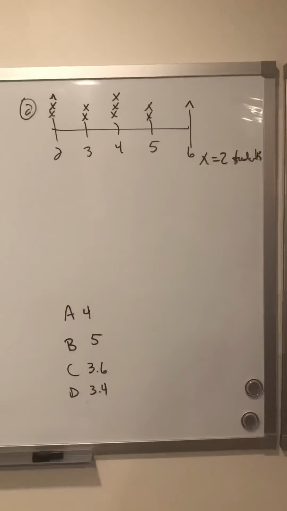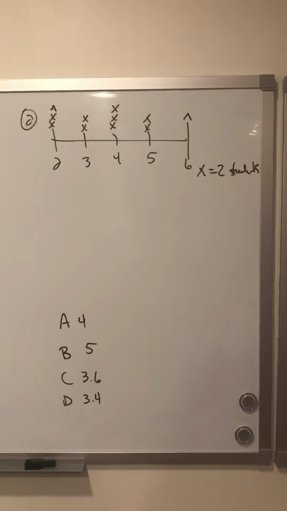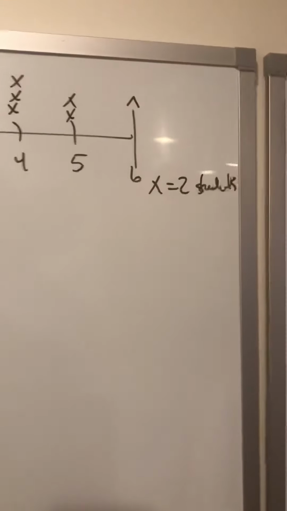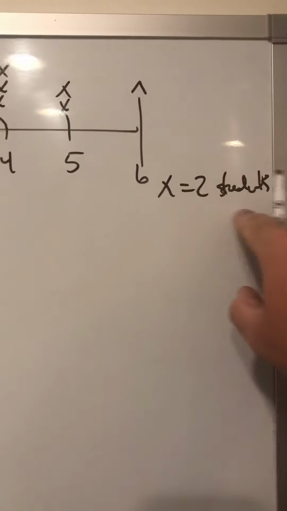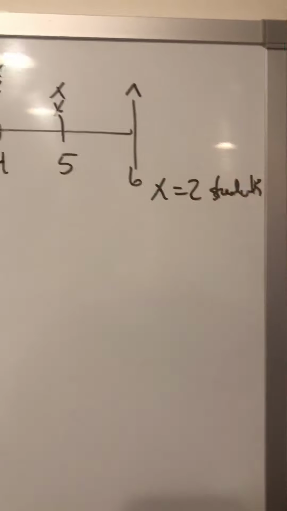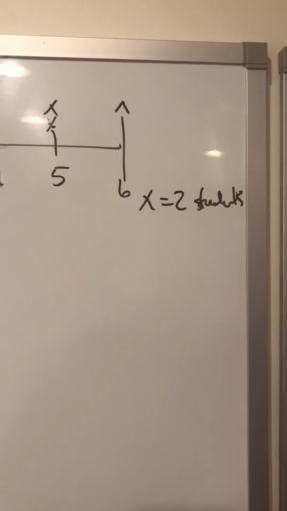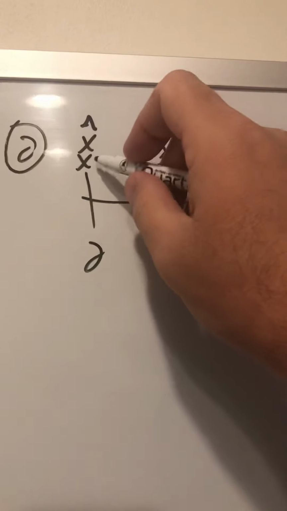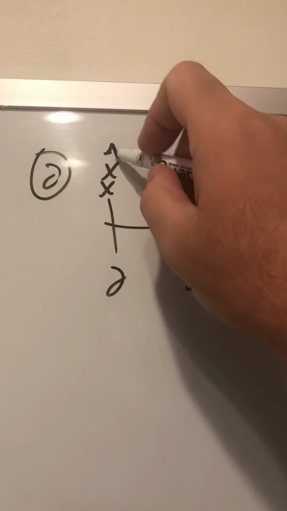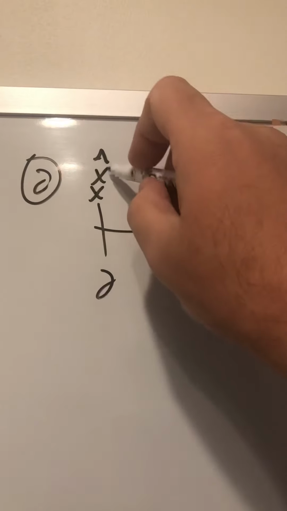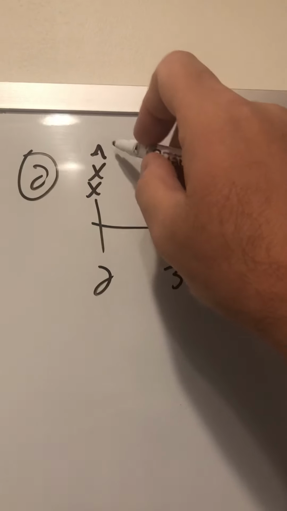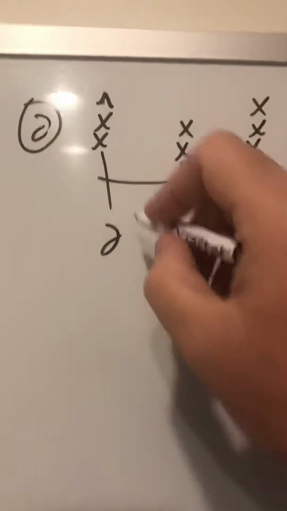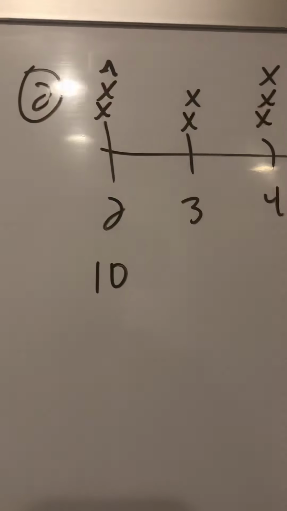Number 2, same exact thing is happening, but here's the trick to number 2. If you notice here, and it says it right below your graph on your paper, X equals 2 students here, not 1. So each of these X's is 2. So this is 2, 4, and if you look here, that's actually half an X. So that's going to stand for 1. So there's 5 here. So we're going to take 5 times 2 is 10.